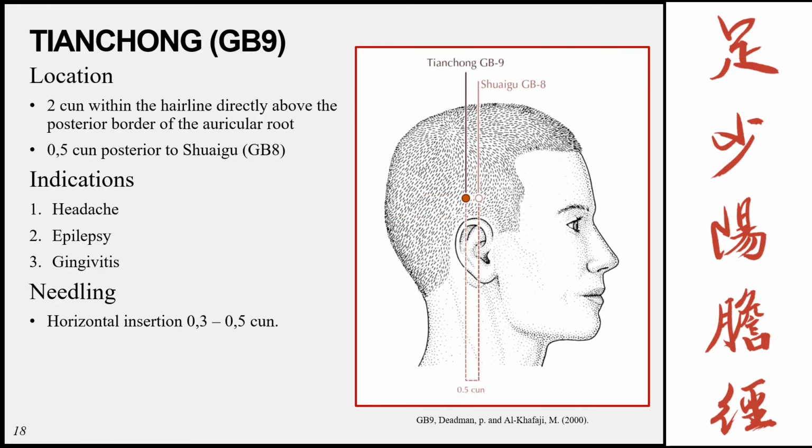The next point is Tianchong, GB9. So this point is located 2 tsun within the hairline, directly above the posterior border of the auricular root. So this means the root of the ear over here, and it's 0.5 tsun posterior to GB8, which we just found. This point can be used for headache, epilepsy, and gingivitis, and its insertion is horizontal, 0.3 to 0.5 tsun.